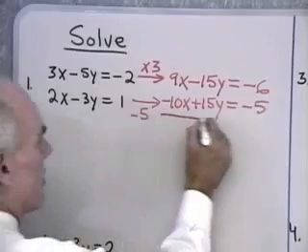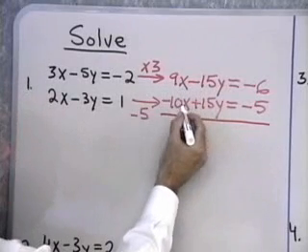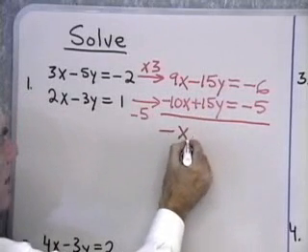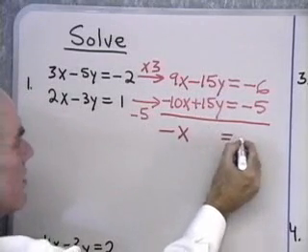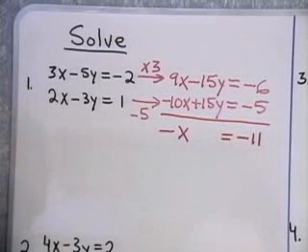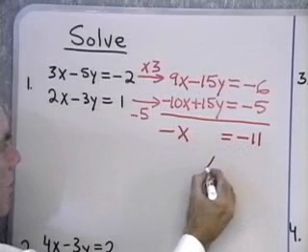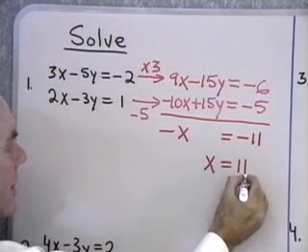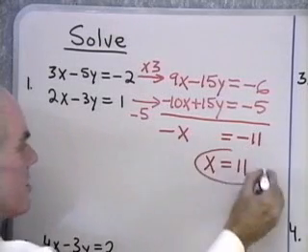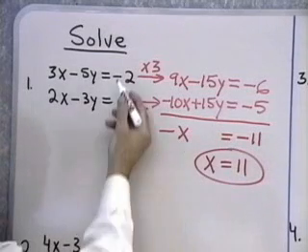So now I do that addition, and I have 9x plus negative 10x is negative 1x, plus 0y is equal to negative 11, negative 6 plus negative 5. Now, if I multiply both sides by negative 1, I end up with x equal 11. Now, that's the x-coordinate of the point of intersection of these two lines.